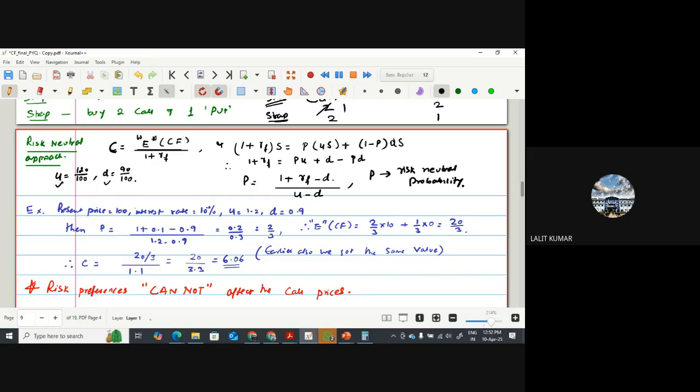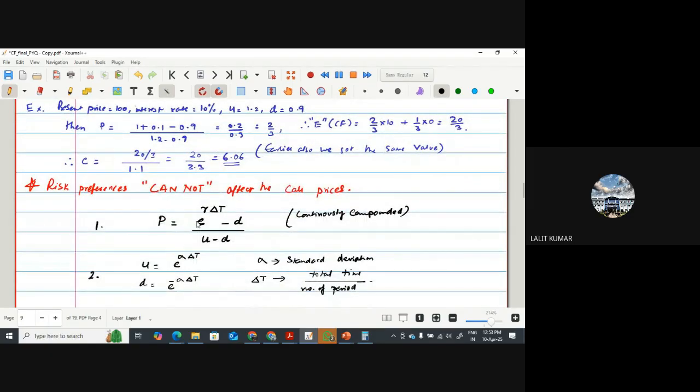So the risk neutral probability is 1 plus the risk-free rate, minus D, divided by U minus D. From here you get the probability. If you use this formula to calculate C, you will get the same answer we got from the hedge ratio also. So the main takeaway is that the risk preferences cannot alter the call prices.